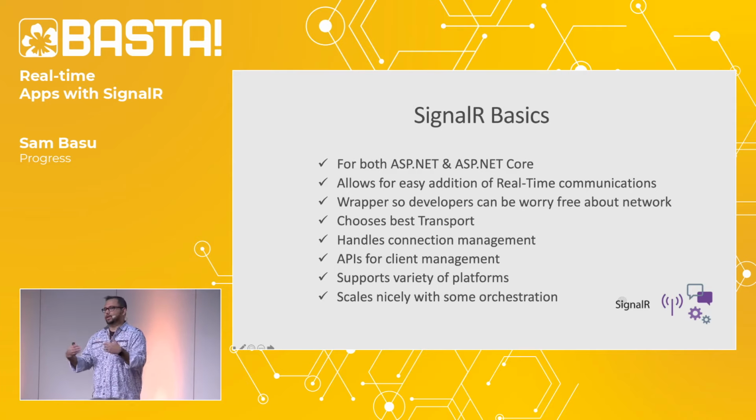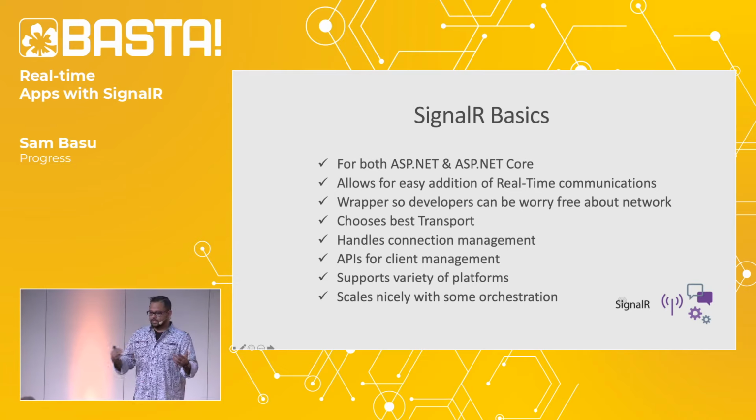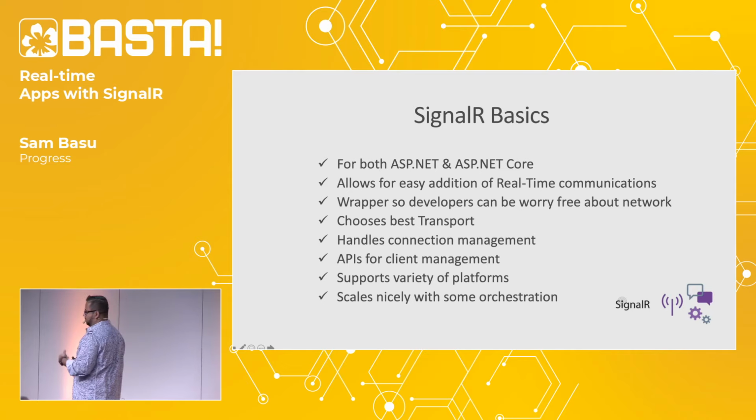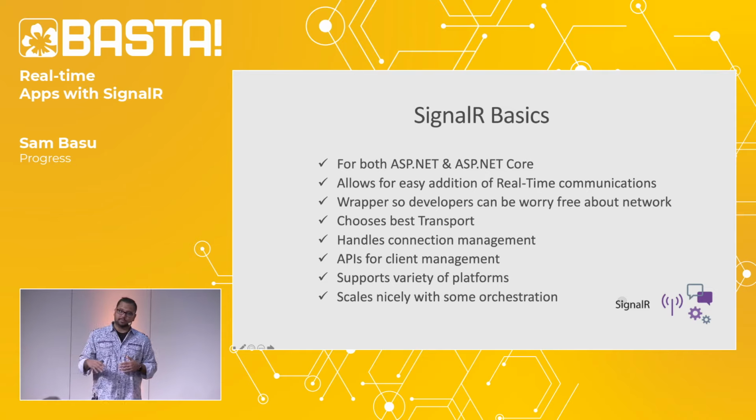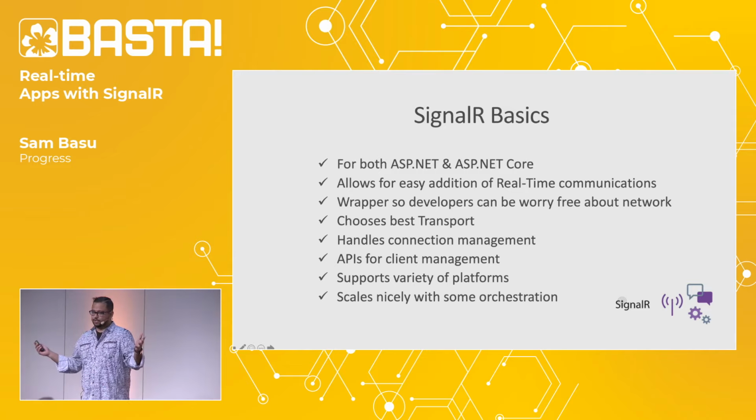And then if it doesn't work, it falls back to other things. It uses things like WebSockets, long polling, server-sent events, all of those things. So it's a nice fallback plan. It has a very nice API, both on the server side and on the client side. And the client can really be anything: .NET, JavaScript, iOS, Android, desktop, it's all fine. And it's very scalable, as we'll look at. It supports a variety of clients. So it's very, very nice.